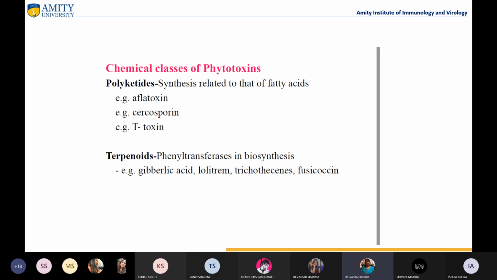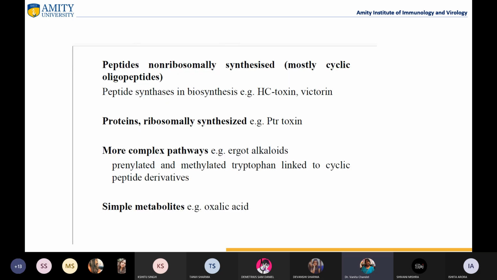Then chemical classes could be aflatoxins, T-toxins or cercosporin, polyketides. Then they are terpenoids also, for example, prenyltransferases in biosynthesis, fusicoccin, or we have lolitrem, and we have gibberellic acid. So there are different classes also chemically, right? We'll not go through this.